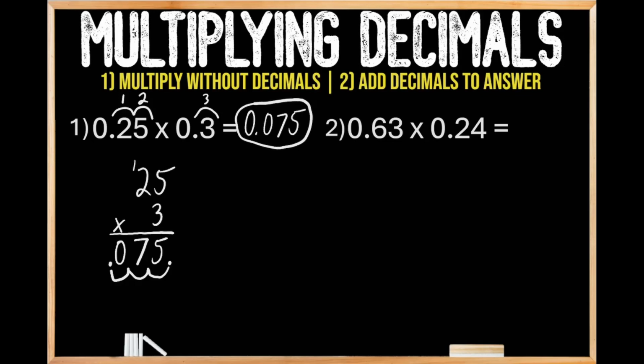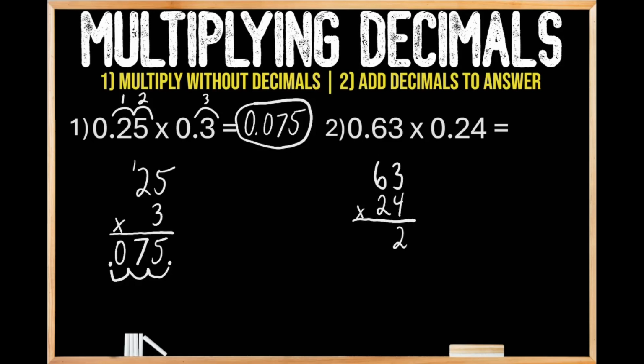Now moving on to question number 2, where this time we're being asked to multiply 63 hundredths by 24 hundredths. So remembering our first step is to multiply without decimals. So our 63 hundredths is going to be 63. And then our 24 hundredths is going to be written as 24. And now we're ready to start multiplying. And first we're going to multiply by our ones place. So we're going to multiply 4 times 3, which we know gives us 12.